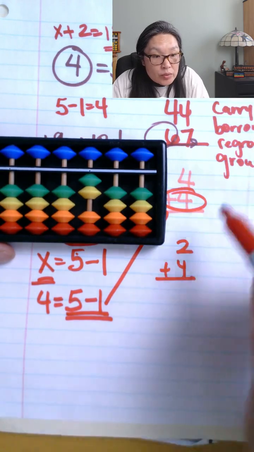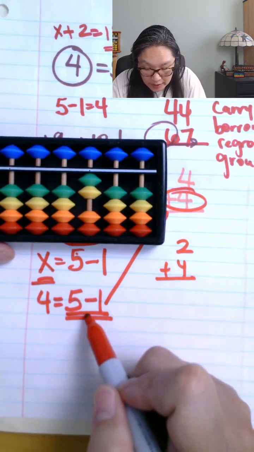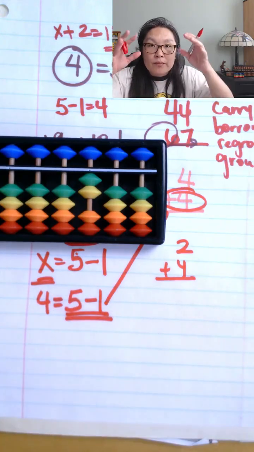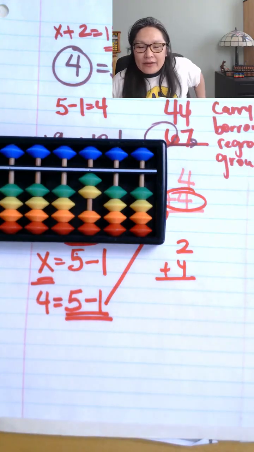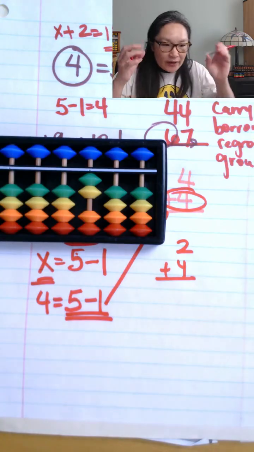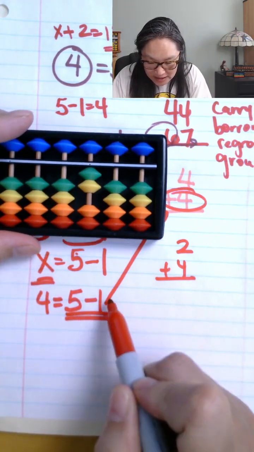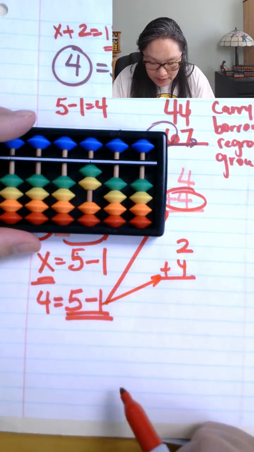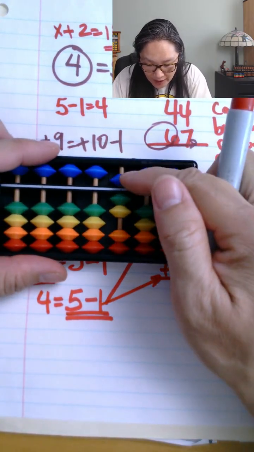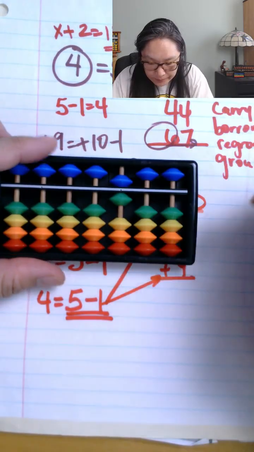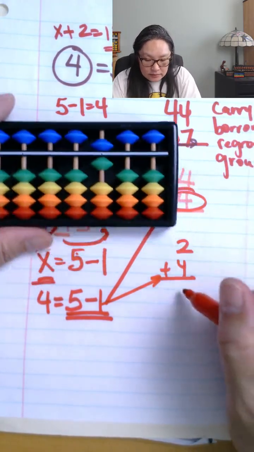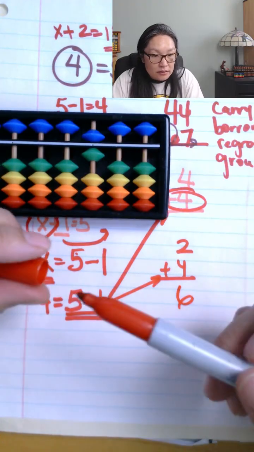So now what we're doing is we're building our information. We're deep diving our information, right? So what we're going to do is we're going to substitute this. Plus the 4 is plus the 5 minus the 1. And my answer is 6. Does that make sense?